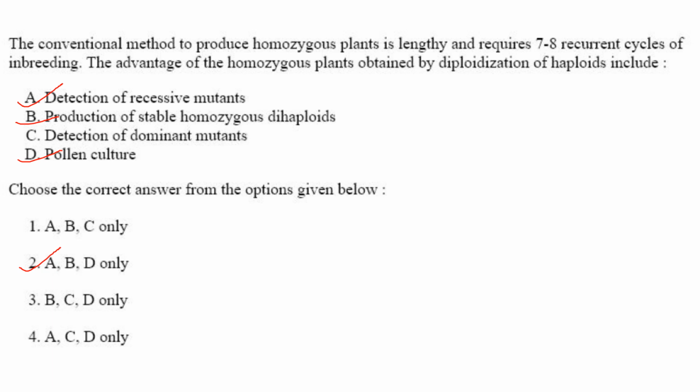So what are the advantages? Detection of recessive mutants, of course. Production of stable homozygous dihaploids, yes. Detection of dominant mutants, no. Pollen culture, yes. So A, B, D only. Answer is option 2.